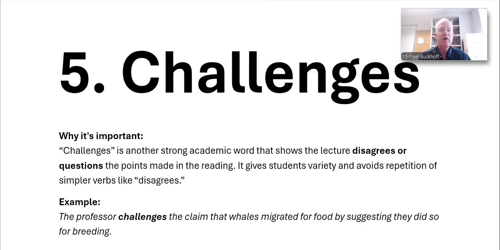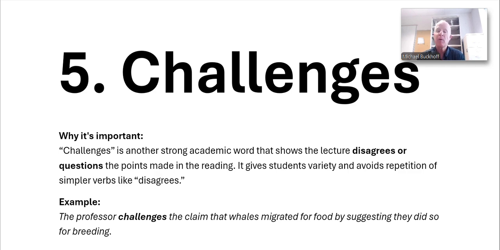And lastly, number 5, challenges. Challenges is another strong academic word that shows the lecture disagrees or questions the points made in the reading. So you're showing that relationship. It gives you variety and avoids repetition of simpler verbs like disagrees. Example, the professor challenges a claim that whales migrated for food by suggesting they did so for breeding.